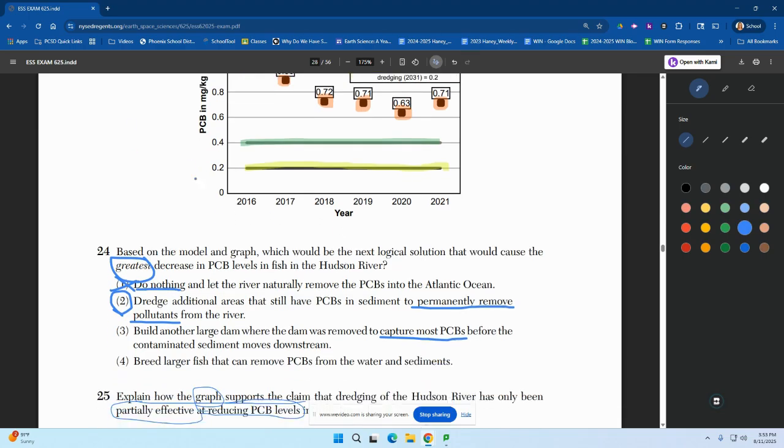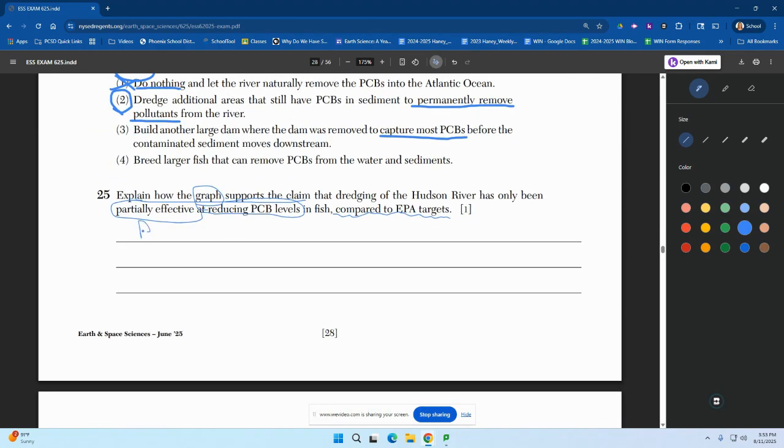Okay, so I might write for this one something like PCB levels have not reached EPA targets. Okay, so I'm using information from the graph, and I'm talking about both EPA targets and PCB levels, and I'm talking about why they're not completely effective. Okay, so that would be my answer for 25.